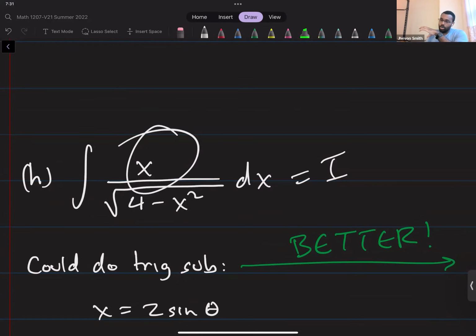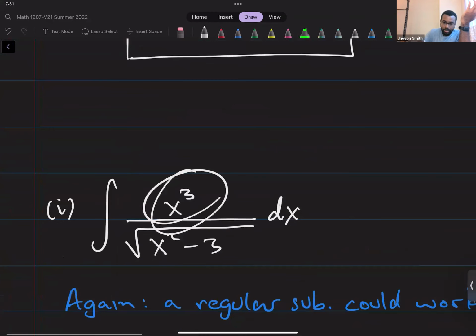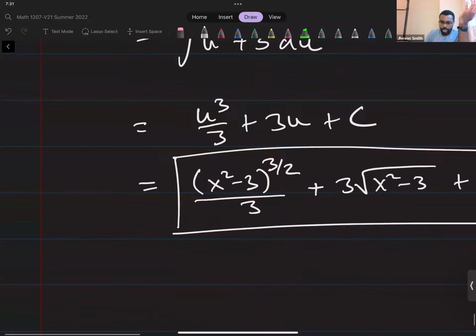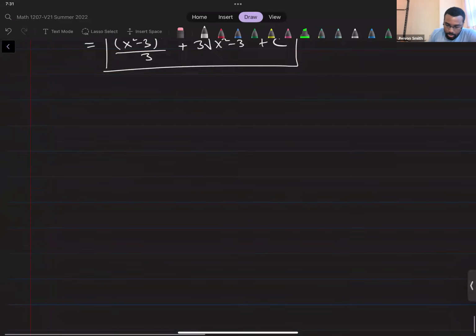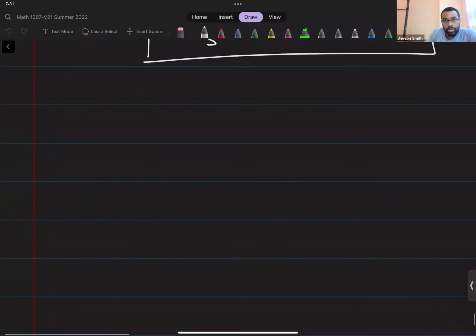When I look at the part that would be the u, I look elsewhere where my x's are. If they have odd powers, a regular substitution would work. If they have even powers, a regular substitution won't. So that is actually the rule of thumb. So just in summary, if the numerator is an odd power, do regular sub.